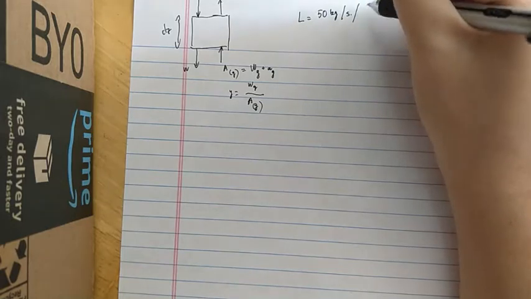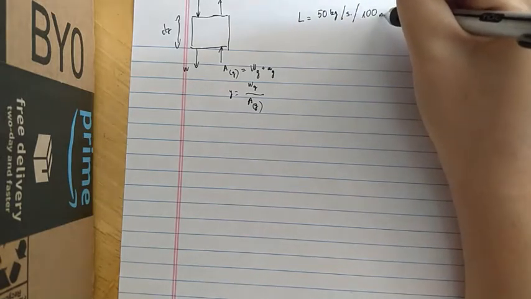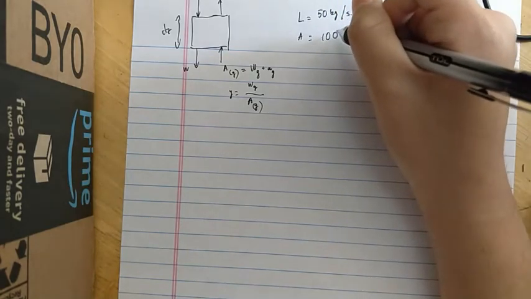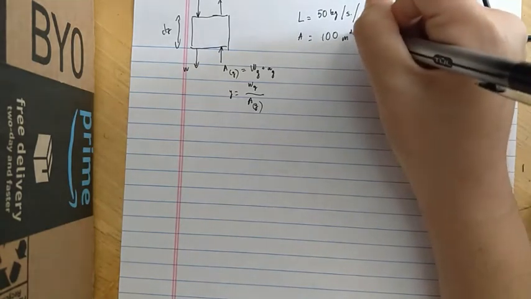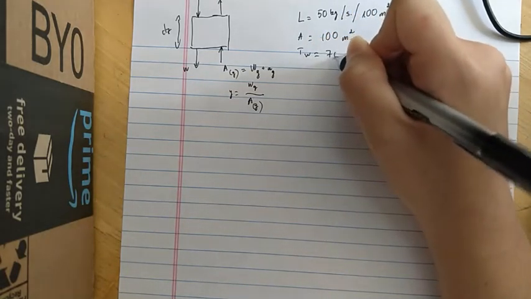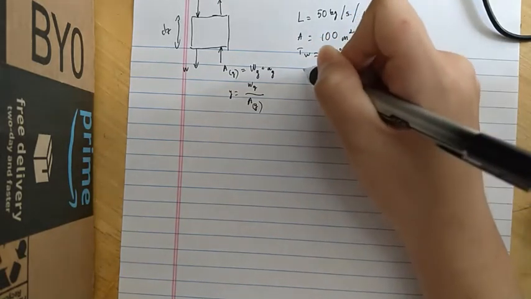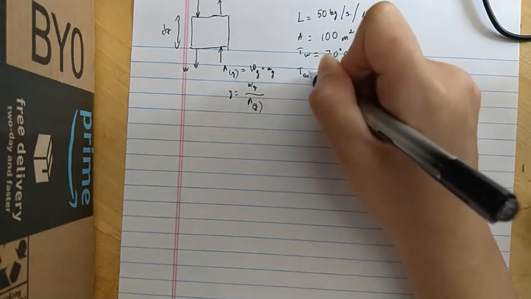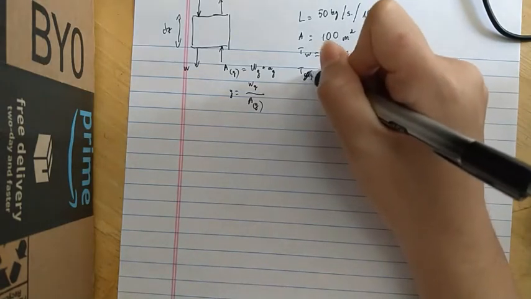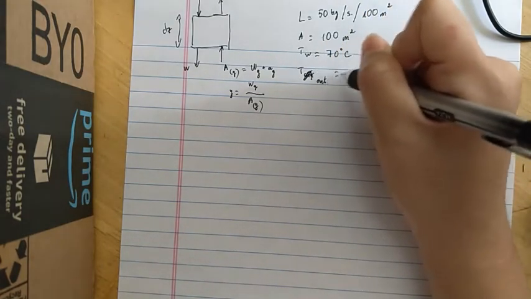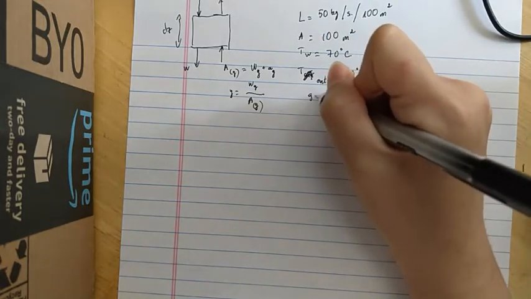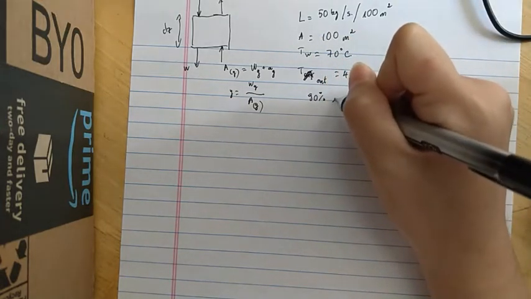This is per 1 meter squared because we have an area of 100 meters squared. The temperature of water is 7 degrees Celsius. The temperature of air going out, T_A out, is 40 degrees Celsius, and we have 90% relative humidity.